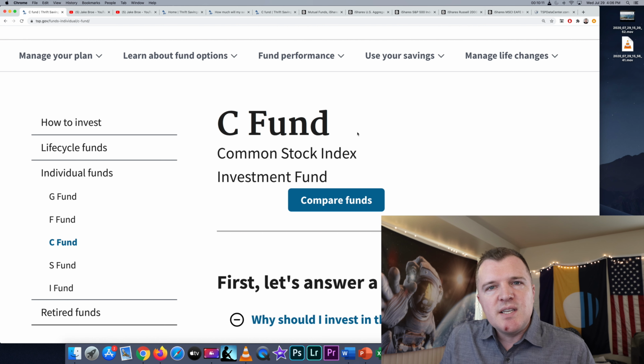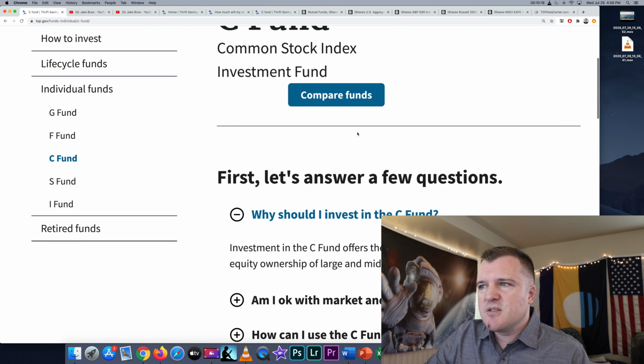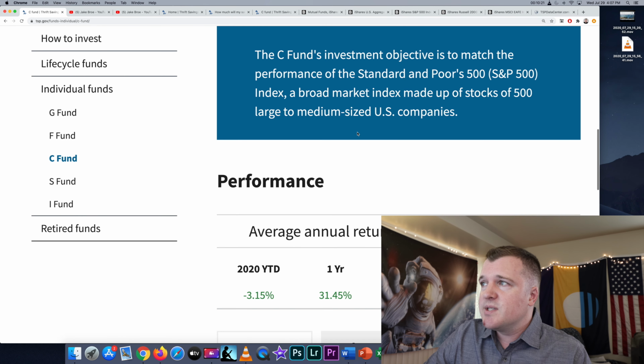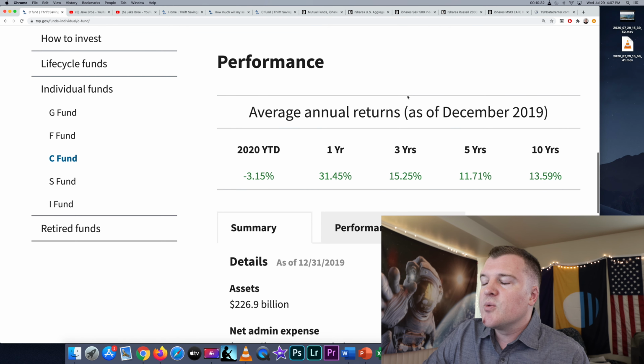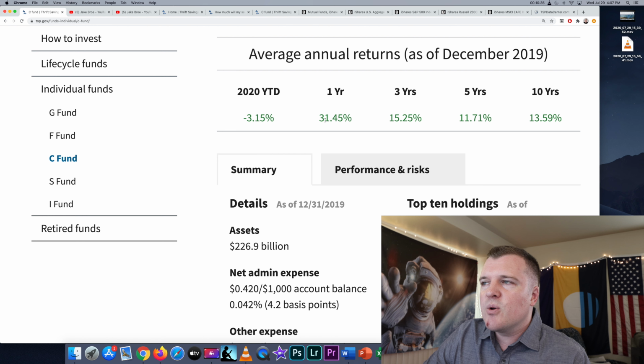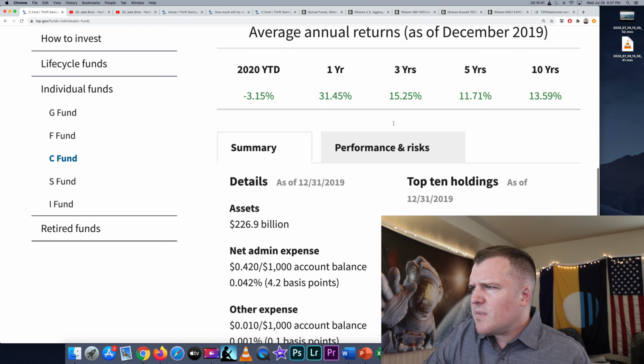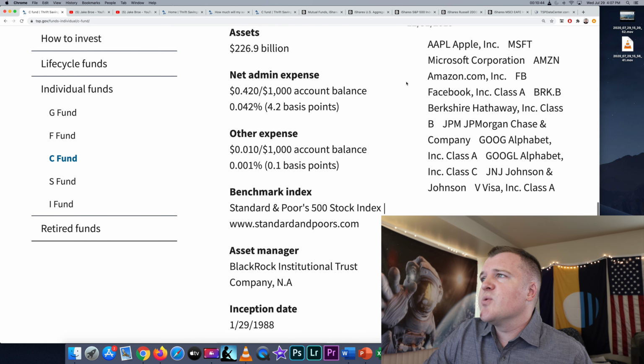To get an understanding of these individual funds, let's just do the C fund as an example. This is the S&P 500 Index Fund. If we click on it, it'll tell you, once again, this tracks Standard & Poor's, that's a rating agency, S&P 500, a broad market index made up of stocks of 500 large to medium-sized U.S. companies. So we got average annual returns, 1 year, 31%, 3 years, 15%. This is what it's averaged year to year. And the top 10 holdings, this is what you're in. You're in Apple, Microsoft, Amazon, Facebook, Berkshire Hathaway, JP Morgan Chase, Google, Johnson & Johnson, Visa.